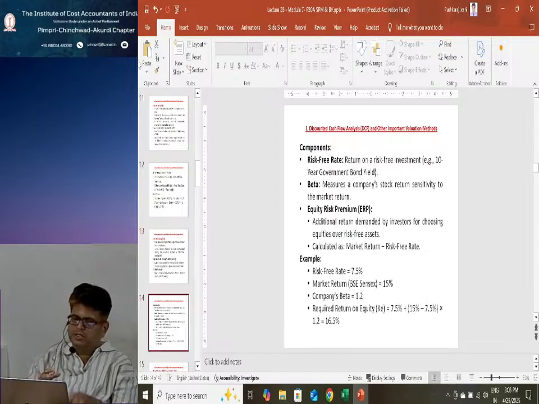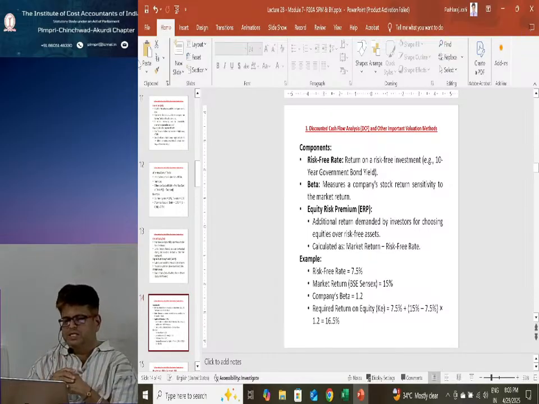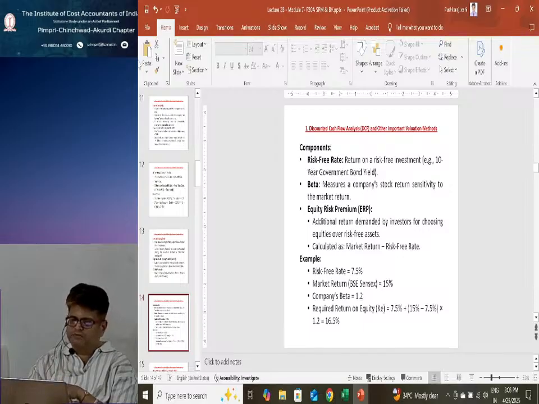The components involved are the risk-free rate, that is the return on a risk-free investment, for example the 10-year government bond yield. Beta measures a company stock's return sensitivity to the market return, and ERP, that is equity risk premium, means the additional return demanded by investors for choosing equities over risk-free assets, calculated as market return minus risk-free rate.